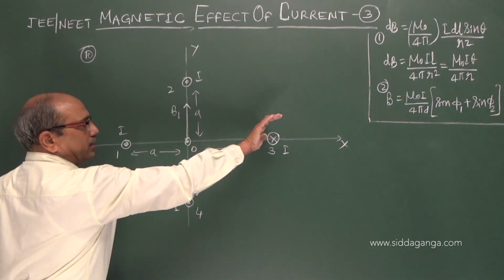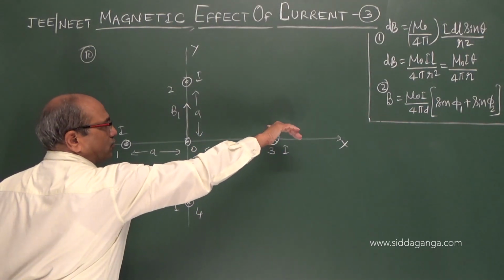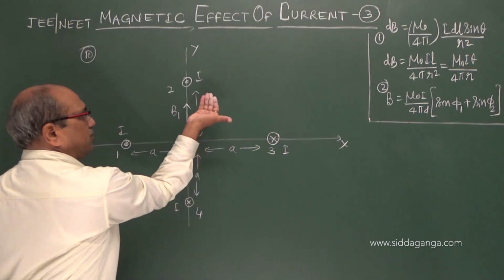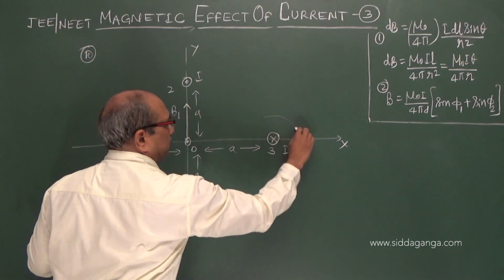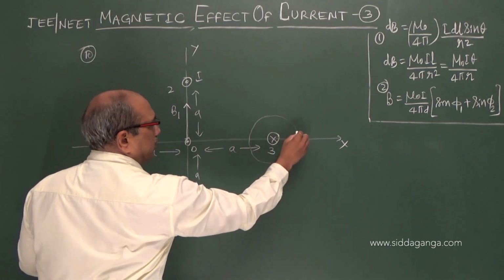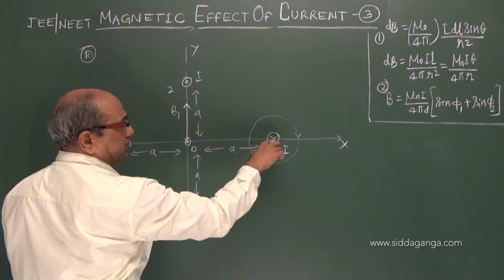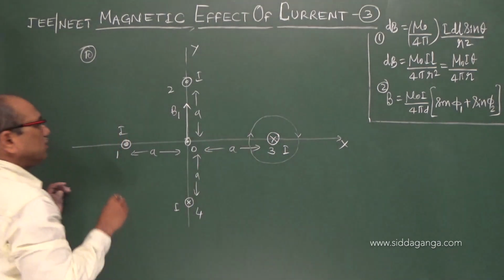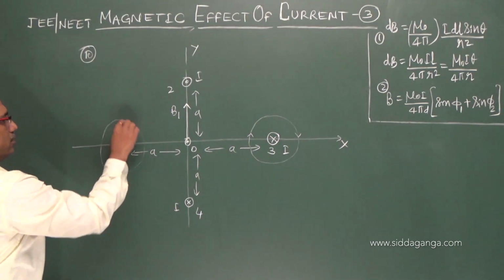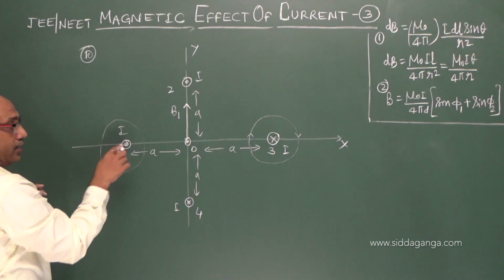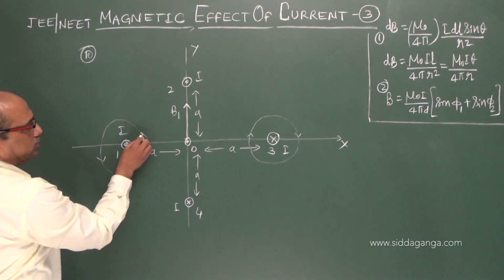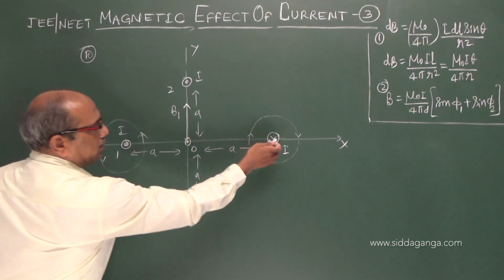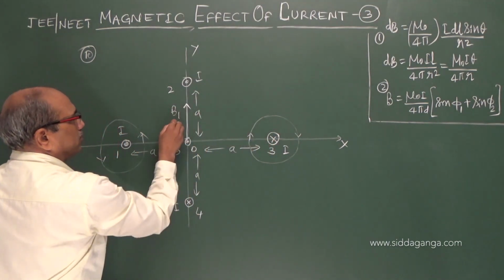If I take it here, it is into the board, but here it comes out of the board. Let us see this. So, current is moving like this. If I draw the magnetic field, for current into the board it is clockwise, and for current out of the board it is anti-clockwise. The curve is like this. Here the field gives upward, and here also it gives upward.